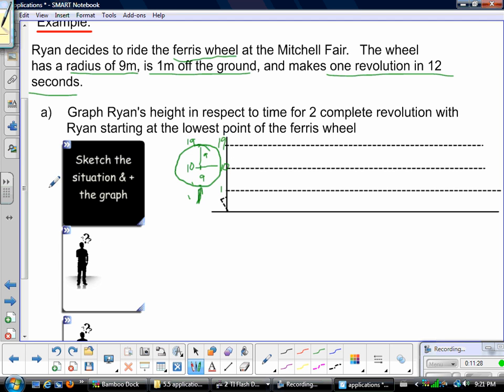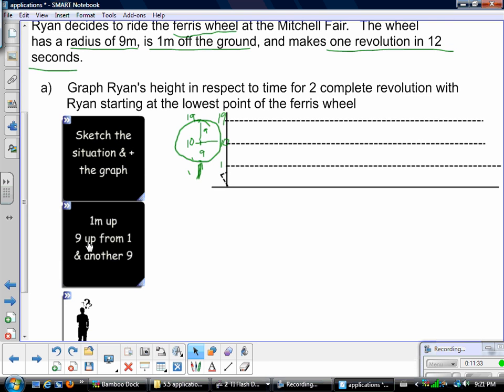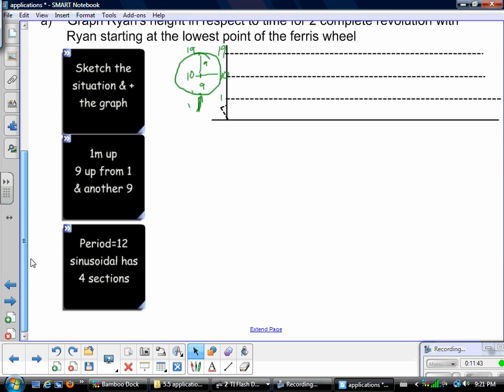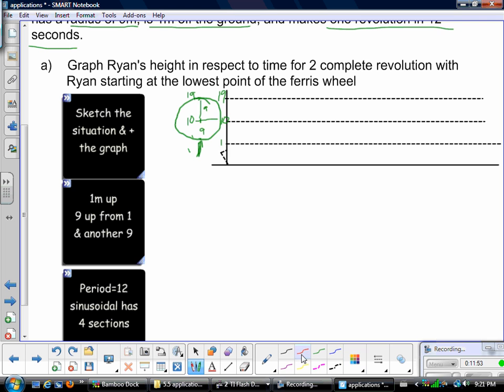Okay, the next thing I'm going to look at says 1 meter up, 9 up from 1 and another 9. We did that. Then it says period equals 12. Sinusoidal has 4 sections. What the heck does that mean? Well, I'm going to draw Ryan's height, his actual graph, and I'm going to choose red. It tells me he starts at the bottom, and I know that a sinusoidal will go like this, right? So this is one complete revolution, okay?